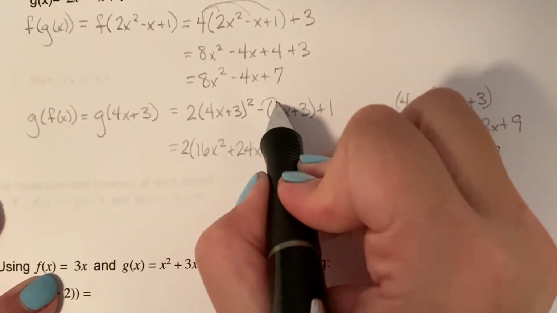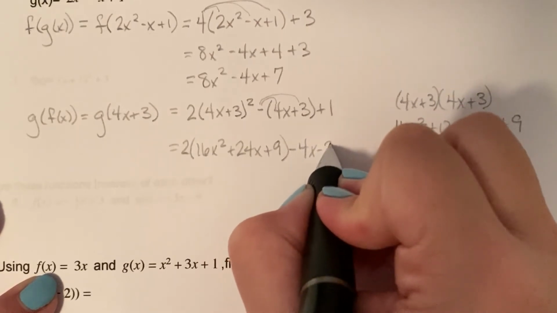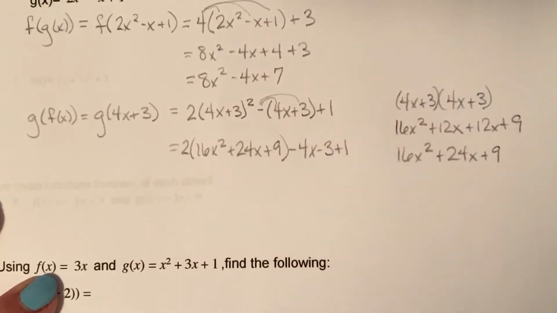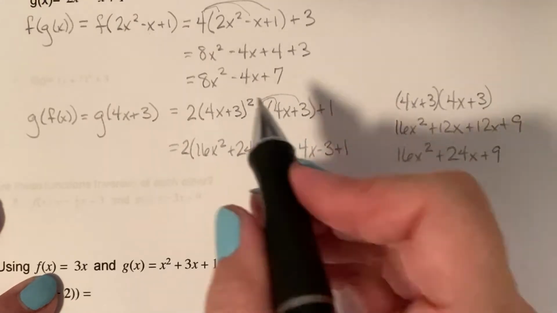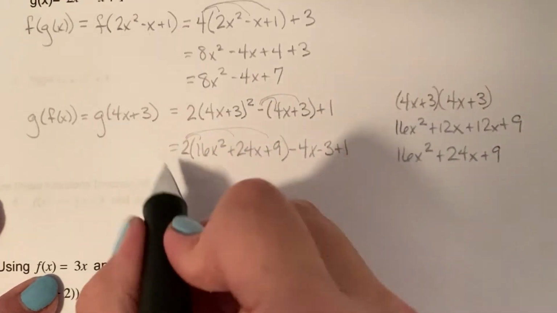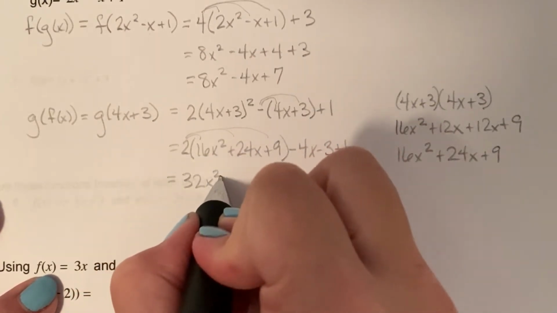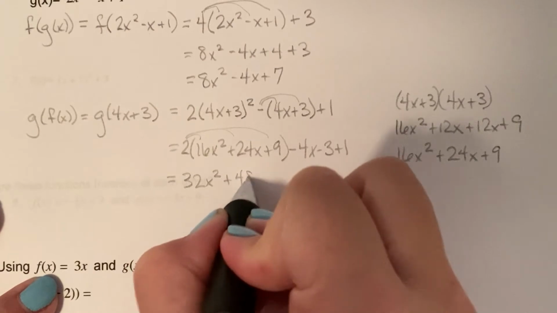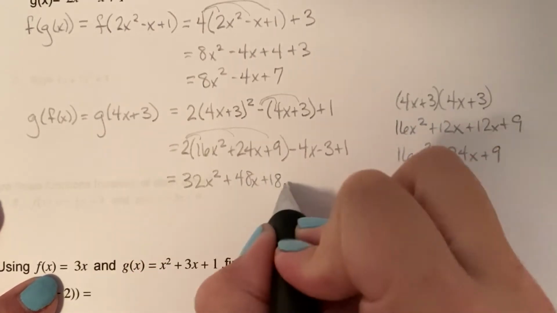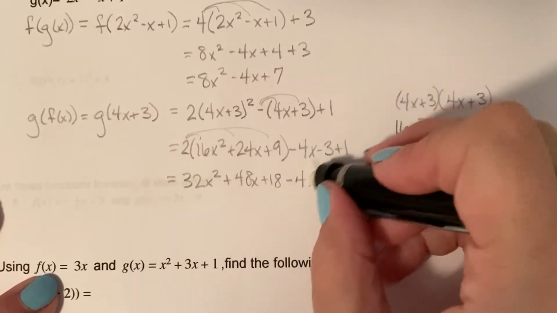Okay, and don't forget we have to distribute that negative. And then finish off the equation. Okay, now we get to distribute the 2. So we get 32x squared plus 48x plus 18. Oh, and let's go ahead and combine those.